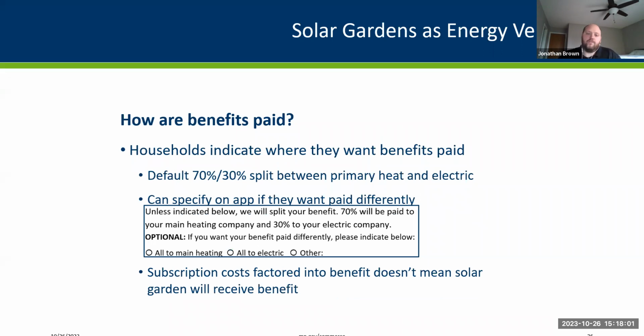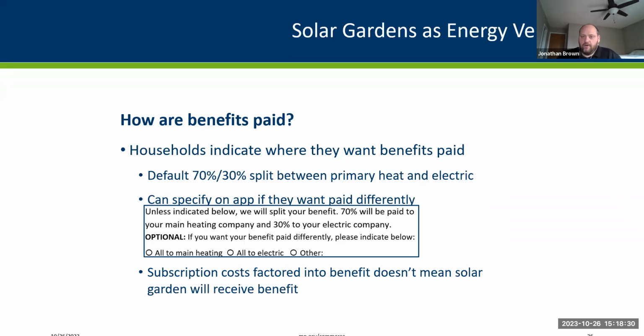But this is another key piece, how the benefits ultimately make their way to the different energy vendors for the program. And so in Minnesota, the households actually dictate, they choose where their benefits go. We have a default 70%, 30%, where 70% goes to whoever their primary heating source is, so if that's natural gas or propane or whatever, and then 30% goes to electric.